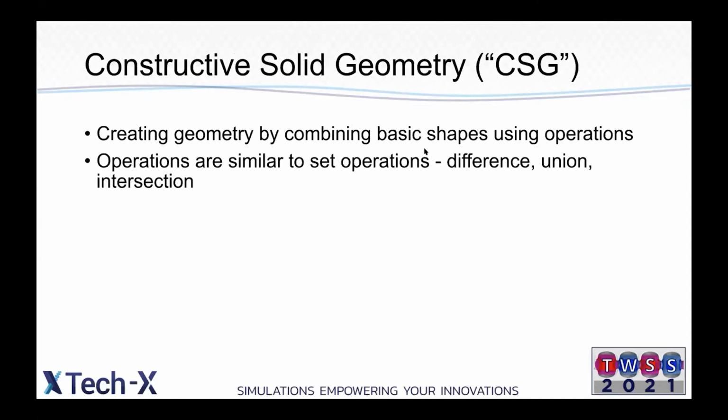The idea of CSG is that you have a set of basic shapes and you combine those shapes using one of three operations. The operations, if you're familiar with set operators, are effectively the same thing. You can also think about them as sort of arithmetic. So we have difference, union, and intersection.